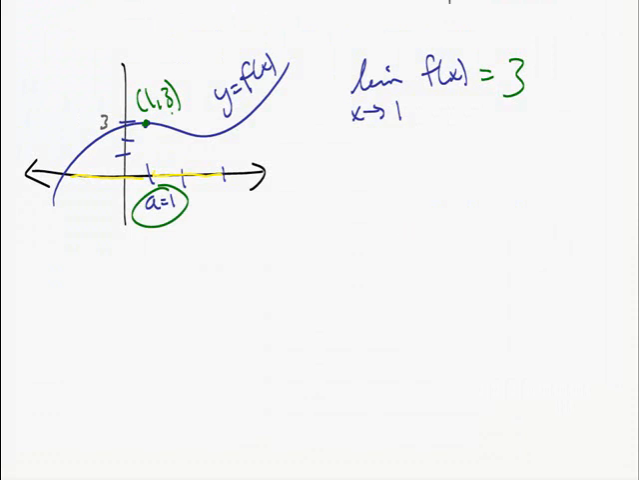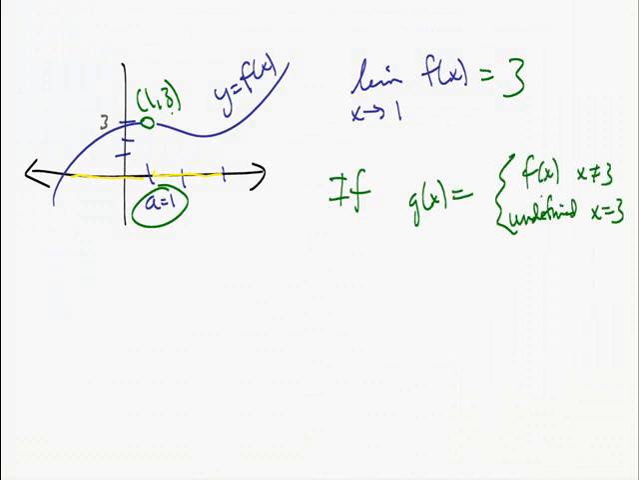If we have a function g of x where we removed this point right here and replaced it with an open spot, so the function is undefined at that point. Let's say it has the same values as the original function f of x as long as our x value is not equal to 1, but it's undefined when x is equal to 1. So it's the same curve here as long as x does not equal 1, and then undefined when our x value is equal to 1. That's why we have that little hole right there.